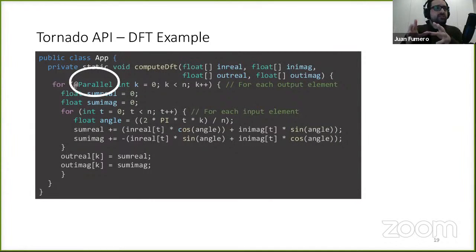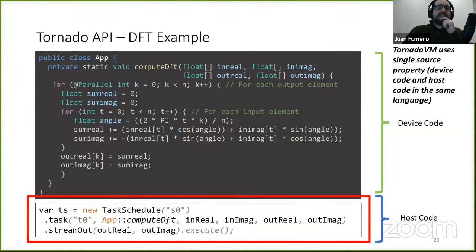Once you do that, the other thing is to identify which methods you want to accelerate. You do this via the task schedule API I told you about before. So you build an object called TaskSchedule. You give it a name, could be any random name, s0, DFT, whatever, it's just a string. And then you compose tasks. You can compose as many tasks as you want. Each task receives a name, again could be any name, could be foo bar. And we pass a reference to an existing Java method.